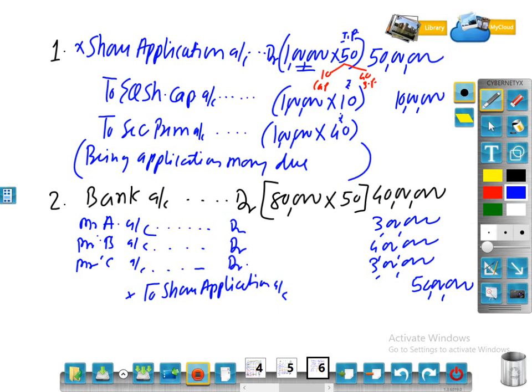So all of you have followed the second journal entry. This bank money we have to receive from outsiders, 80,000. Outsider means general public. And this 10 lakh we have to receive from underwriters because they have to take liability. They have to take the balance shares. Okay, this is about share application and allotment.